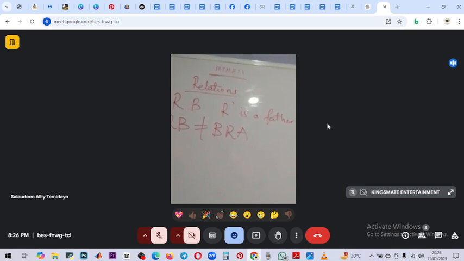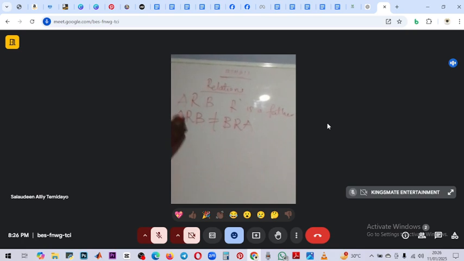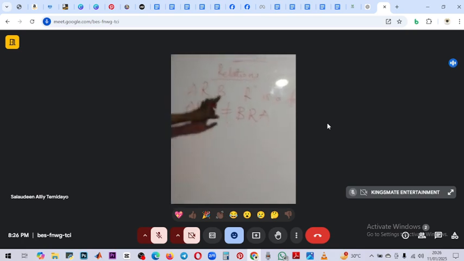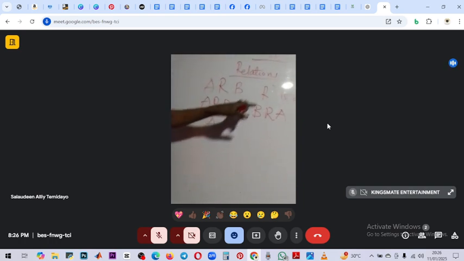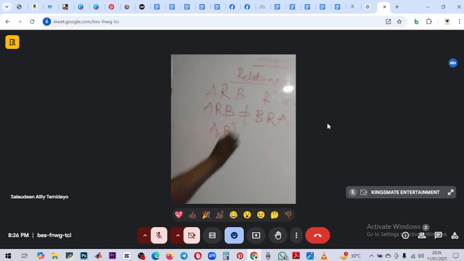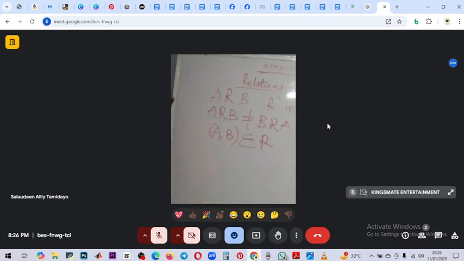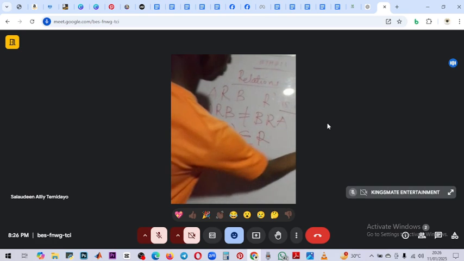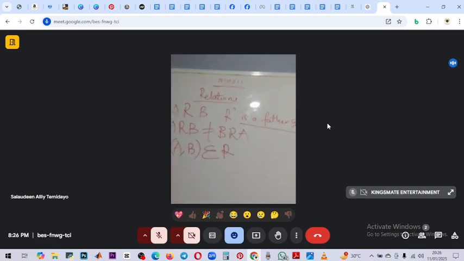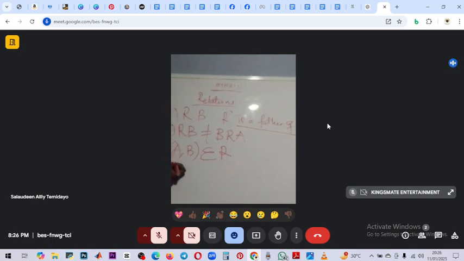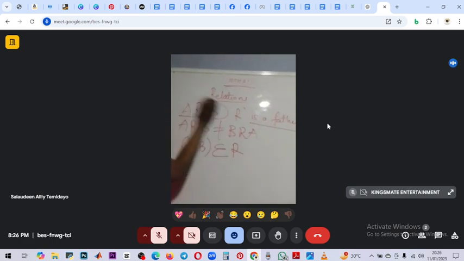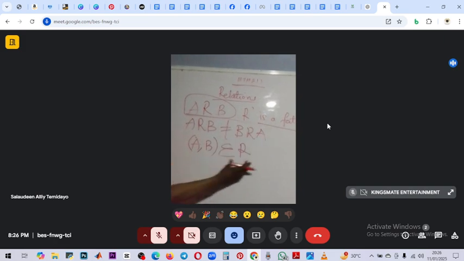So now, if they are both related, then I'll write it this way. A and B are elements of the relation. So A comma B are elements of the relation. And what is that relation? R means "is a father of". This is another way to express what I expressed here.